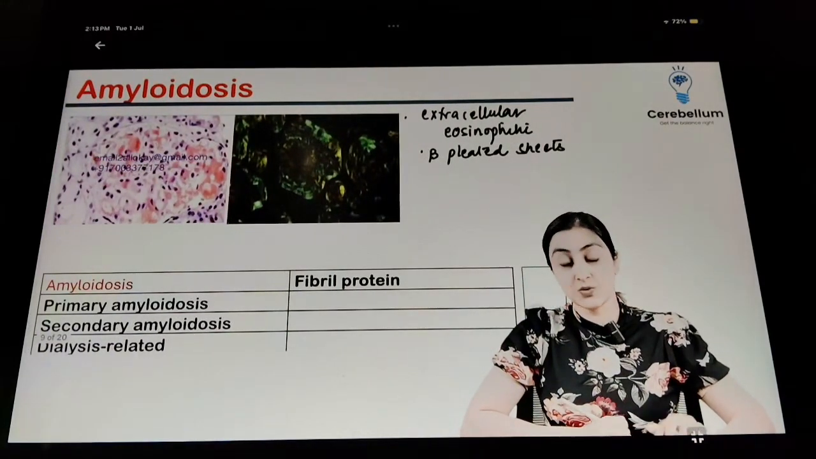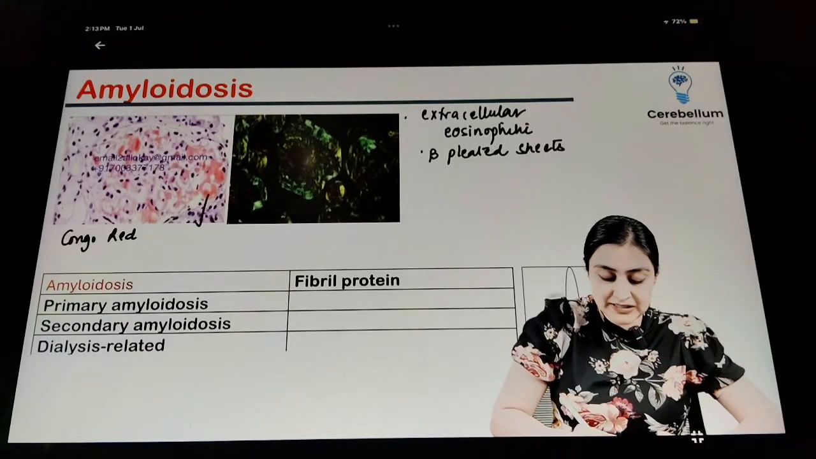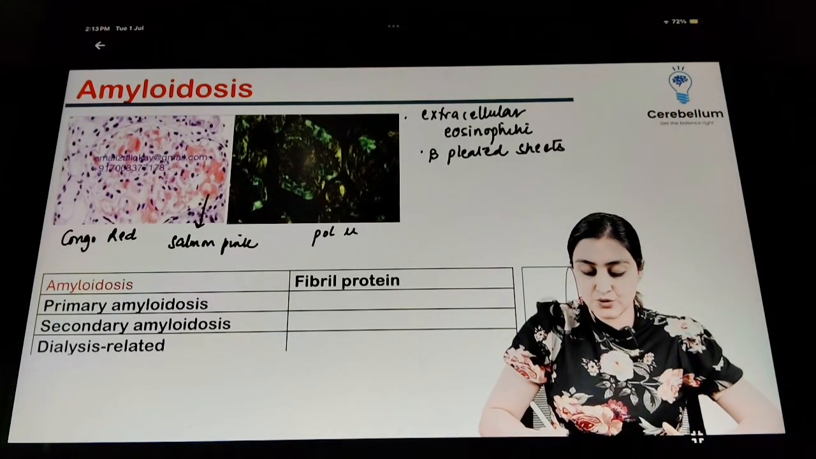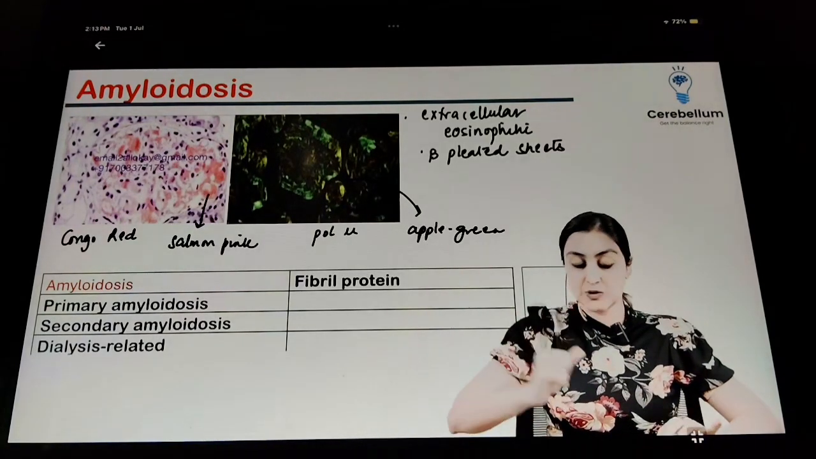The specific stain that we use, and I'm sure all of you know, is the Congo red stain. When you look at Congo red under light microscopy, the amyloid deposition is going to appear salmon pink in color. Whereas under polarizing microscopy, you're going to see this apple green birefringence, and I'm sure all of you know this very well from profs, right? So this is what is about amyloid.